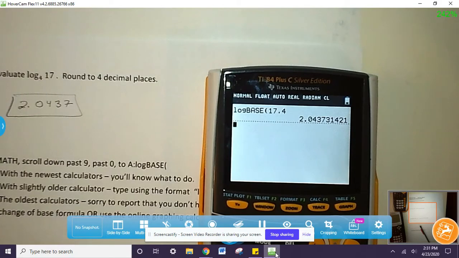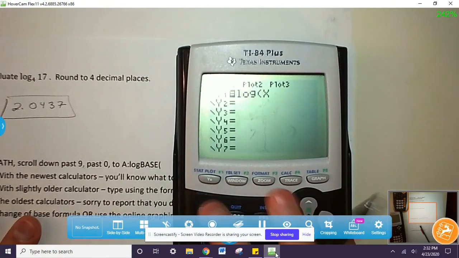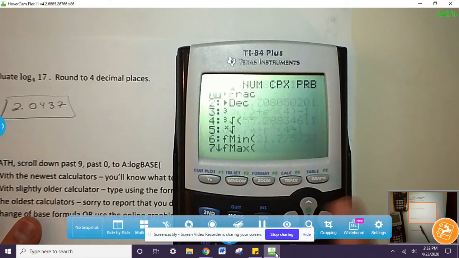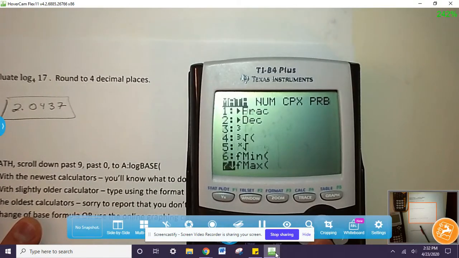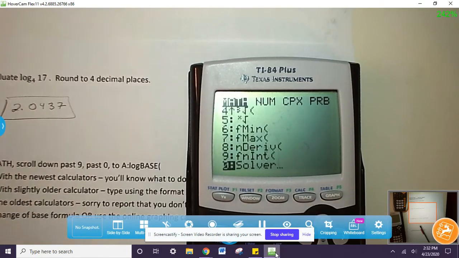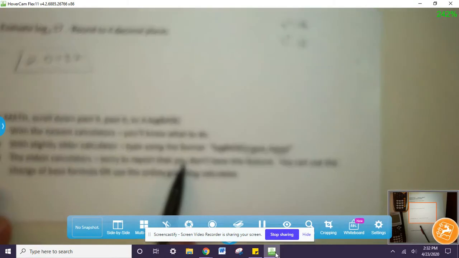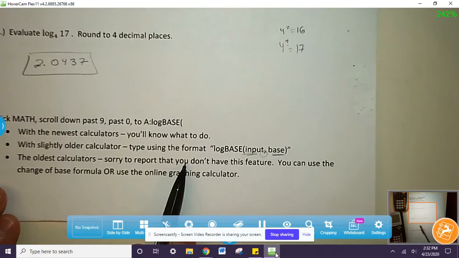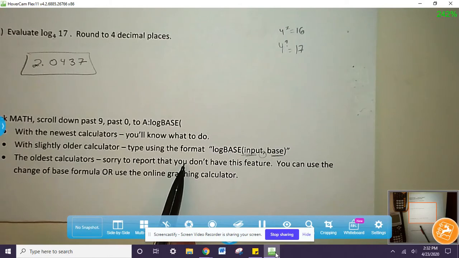And then there's a third possibility. If you're working with a slightly older graphing calculator, when you hit math and scroll down past 9, past 0, you don't have that feature at all. It just doesn't say log base at all. So if you have an older calculator, you just don't have that feature. I would not go out and buy a new calculator for that. Even if you're going to take calculus and beyond, you're fine. You don't need a new calculator.